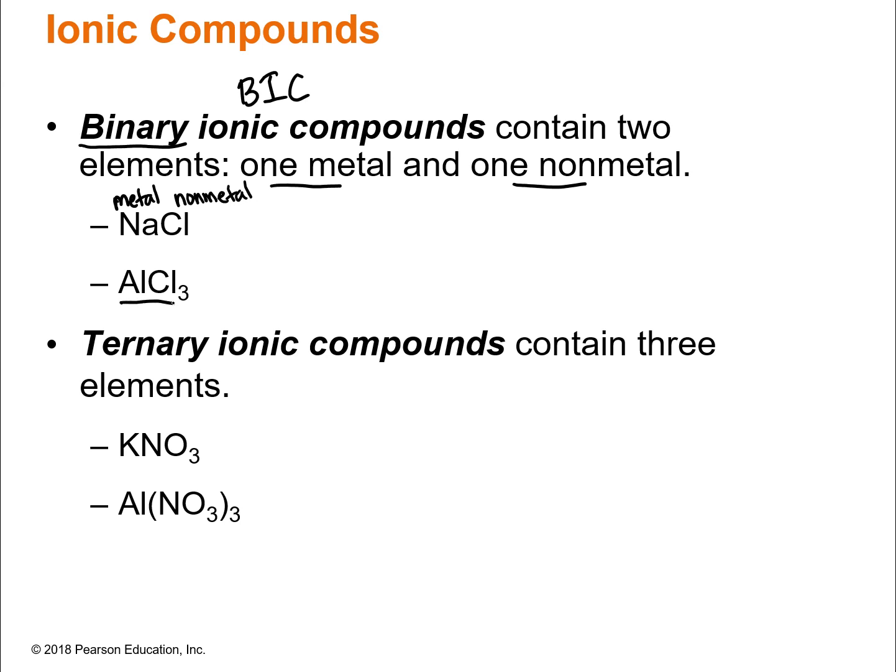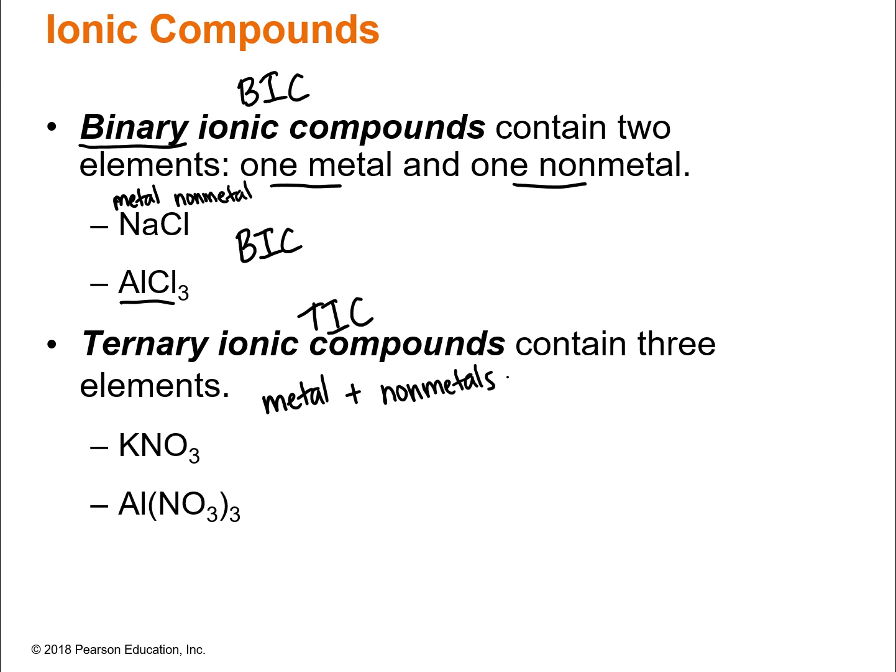Likewise, in the second compound, we've got a metal and a nonmetal. So these two compounds are binary ionic compounds. Before you can name, you have to be able to classify. So we're building up to naming. For ternary ionic compounds, you're looking for 3 elements. You're always going to have a metal plus some nonmetals.